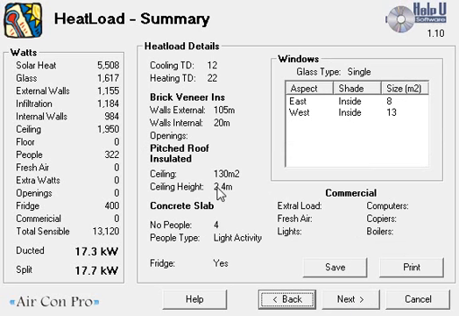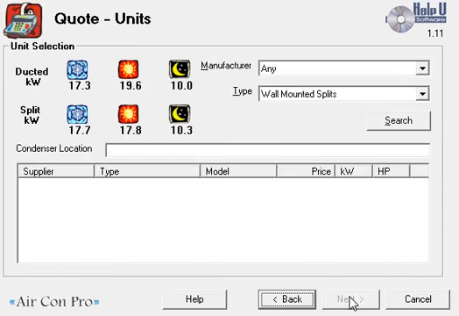Here's the breakdown here on the heat load. So that gives you an idea of the things that you need to take into account when you're selecting an air conditioning system. And it basically boils down to 17.3 kilowatts on the cooling and 19.6 on the heating. You then start to decide what type of air conditioning system and what brand might be suitable for you.